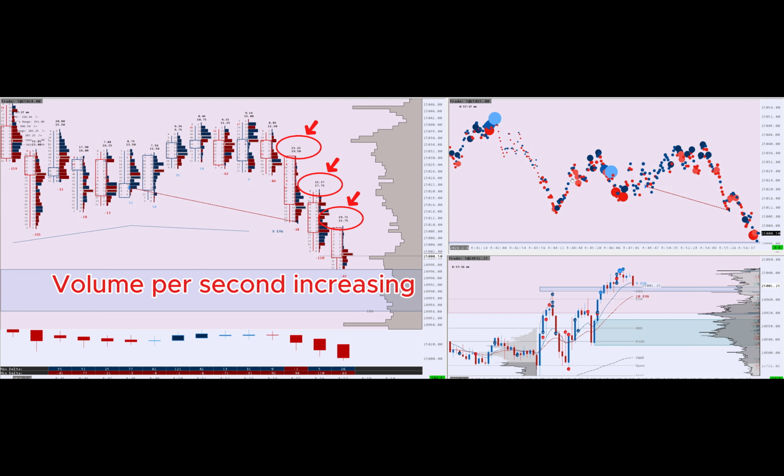One of the things I'm really keen on is looking at volume per second increasing as price is approaching my area of interest. So the top number is going to be the volume per second. And you can see that the average volume was around 7 to 8 for about 5 to 10 minutes.